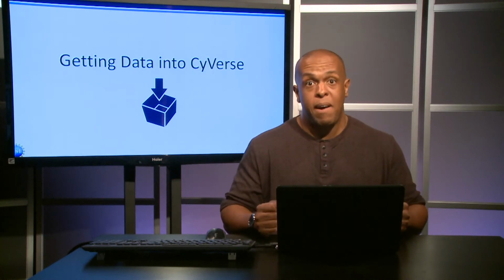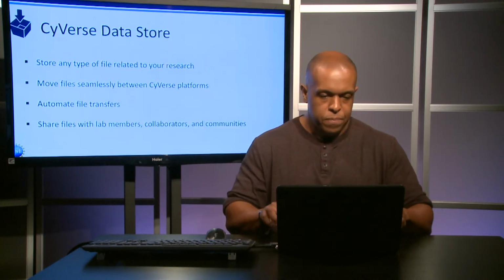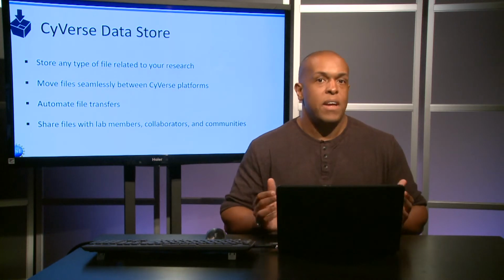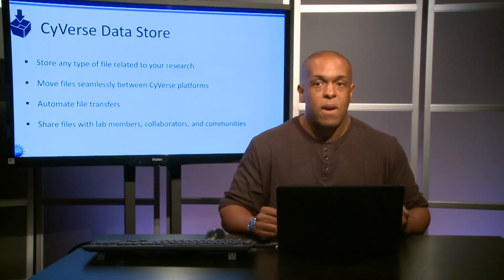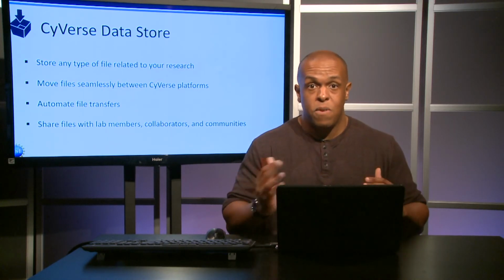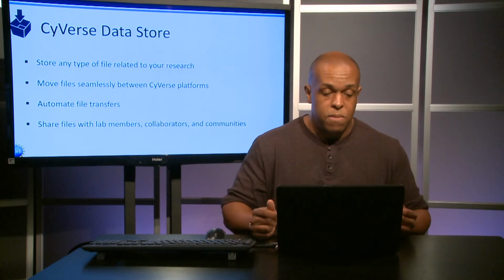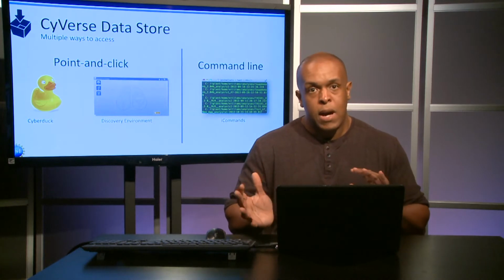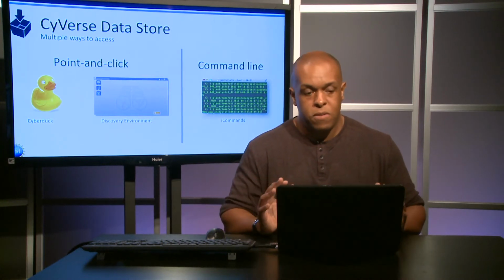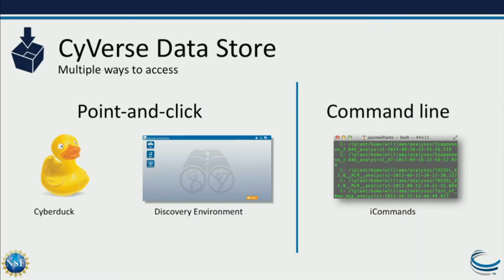Okay, with that said, let's talk about how do you get your data actually into CyVerse. So I mentioned previously, you have access to the CyVerse data store. And just to reiterate, you can store any type of data that's related to your research. You can move those files between different CyVerse systems. You can automate file transfers, and it's really easy to share. There are a couple of different interfaces. I'm going to show them all to you. The primary ones, if you're looking for a point and click, are a third-party software tool called CyberDuck. We'll also show you our web interface, the discovery environment, and if you're used to using the command line, which is quite efficient, I'll show that too.